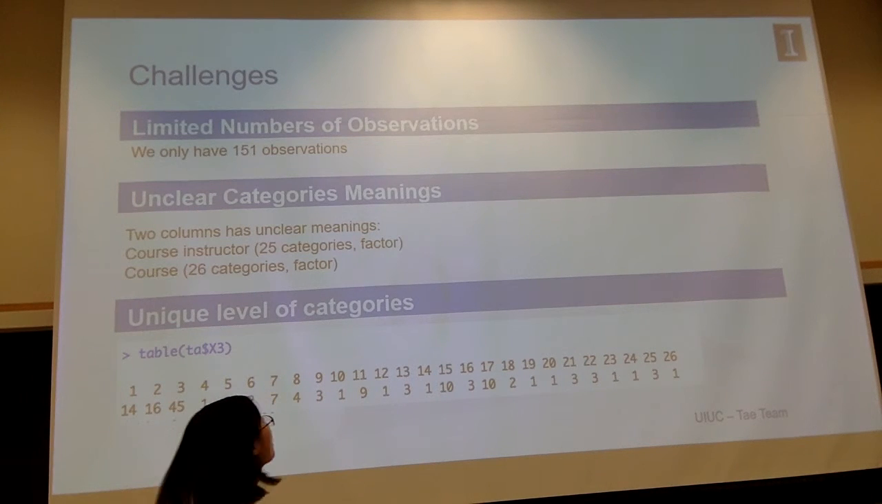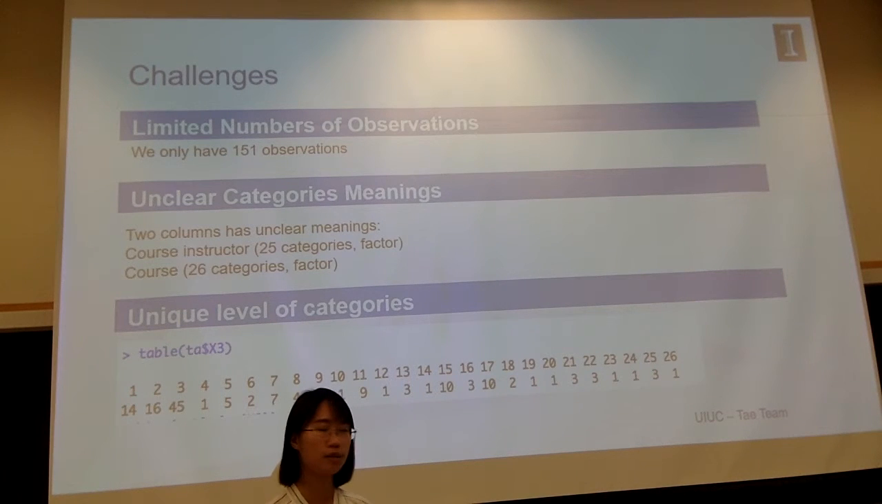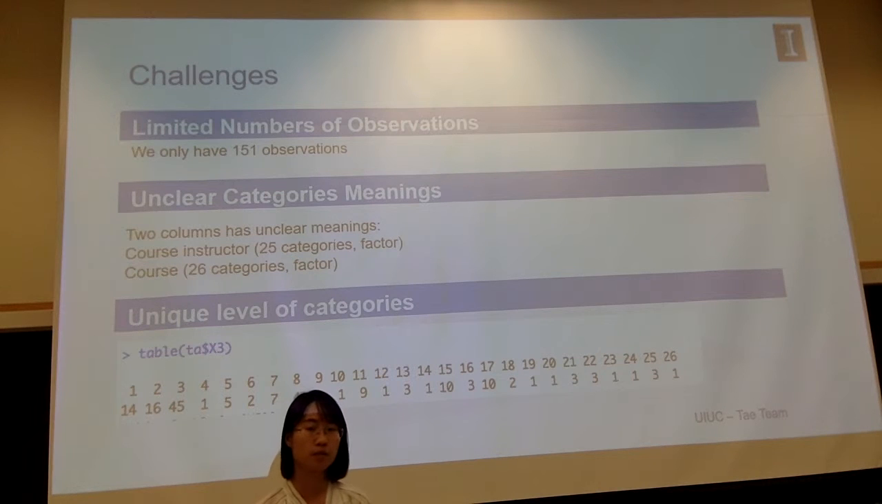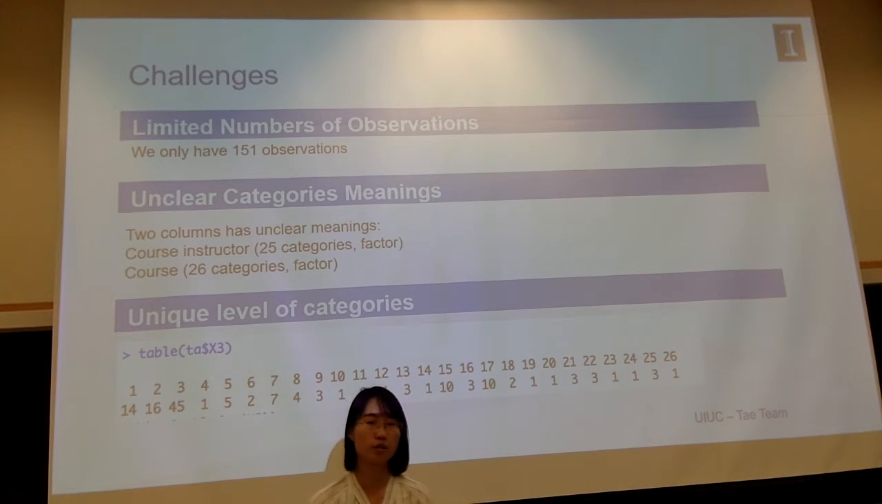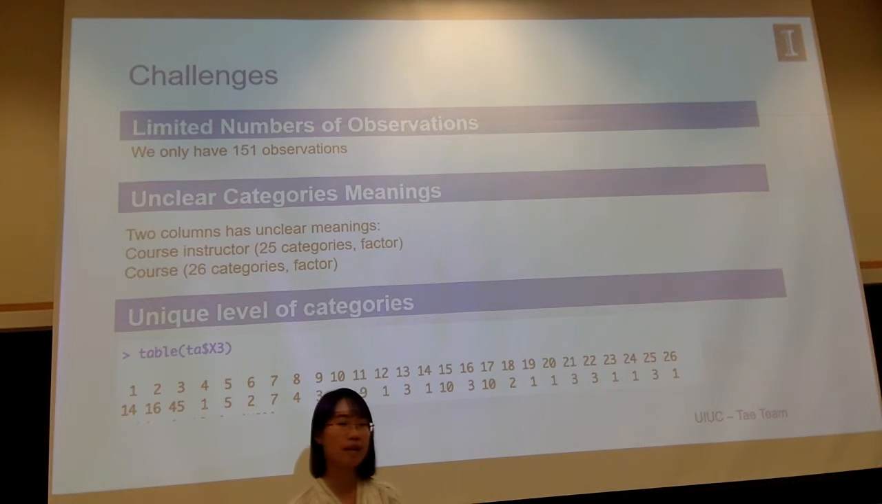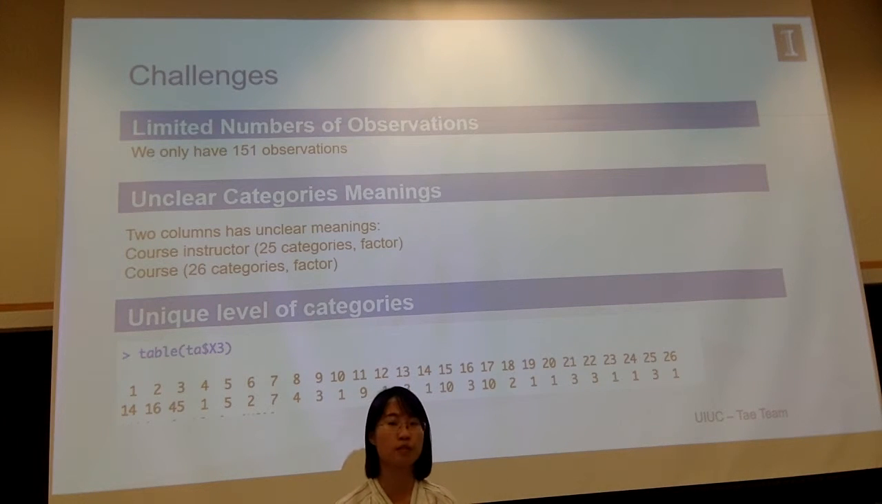And the second challenge is that, as we mentioned before when Daniel talked about the data, we have a couple of categorical variables, but we failed to identify the meaning of these categoricals because the categorical variables have numbers ranging from 1 to 26. But we failed to identify the meaning behind every number. So, for example, number 10, we don't know what number 10 stands for. We only know that it stands for one of the majors or one of the courses.